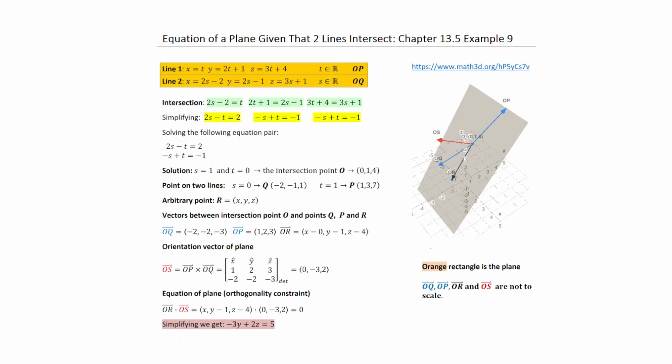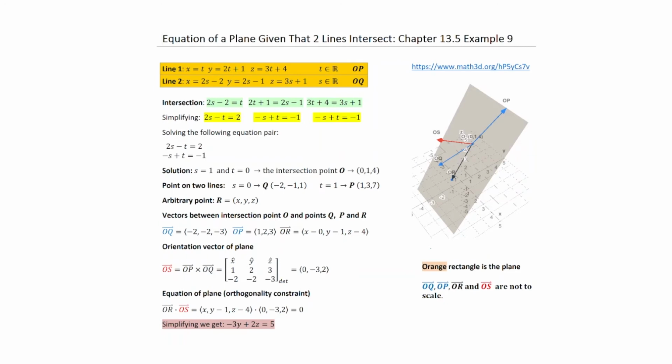All right, so we have to now generate a number of vectors. So we have the vectors between the intersection point O and points Q, P, and R. So you have three different vectors that we're going to create here. So for OQ, since we know what O is and we know what Q is, we can obtain a resultant. Similar for OP. And for OR, the only difference here is that R has arbitrary values for the x, y, and z components. Hence, we just said x, y, and z. And so we have our three main vectors.